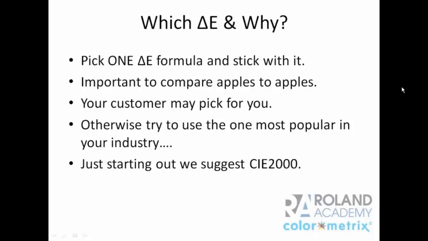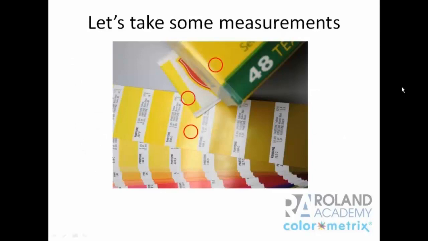So now we're going to have a little bit of fun here and actually take some measurements. What you see on the screen, each circle there, the top one is a certain tea box that we can't name. And then the second circle down there, that's the yellow on the tea pouch that we can't name. And then this is the yellow off of the swatch book. And we're going to try to see how they measure up to each other.